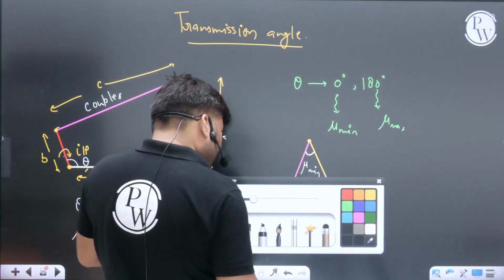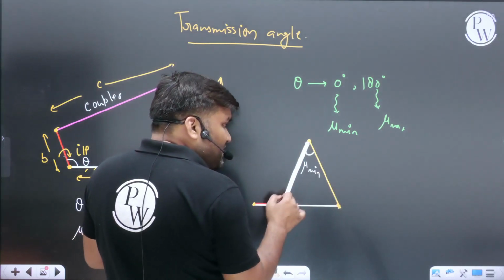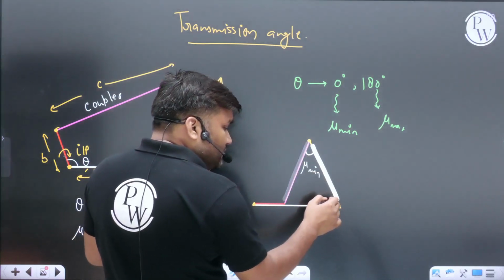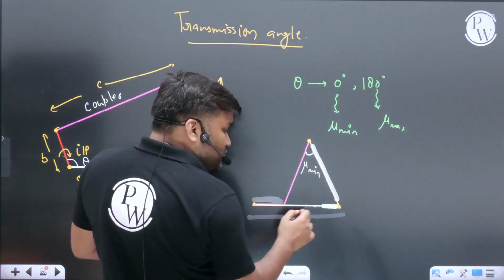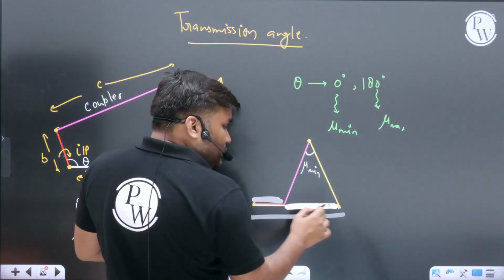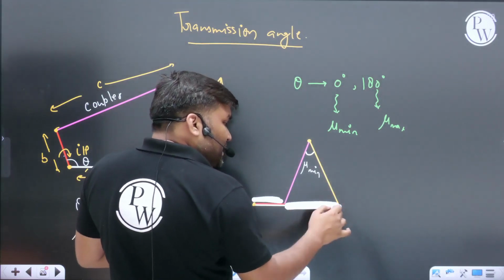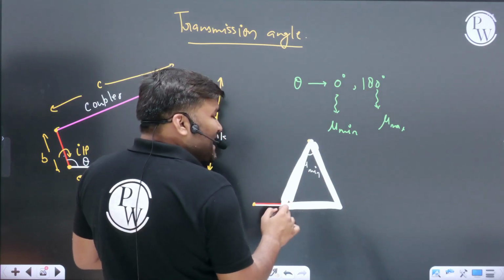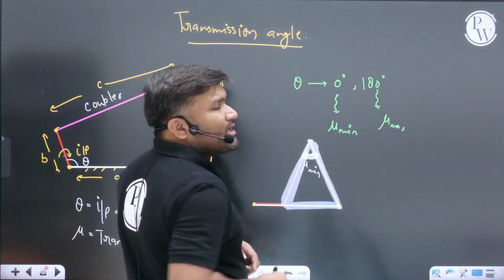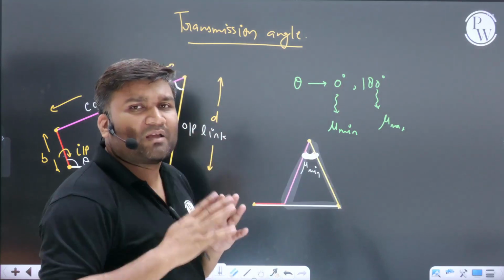How will we find it, beta? Again let me tell you. This dimension is given, this dimension is given, this dimension is given, this is also given. That means you also know this dimension, beta. So in this triangle this dimension is known, this dimension is known. All three dimensions are known. They are asking the value of mu. Using the cosine rule, very easily you can find it out.